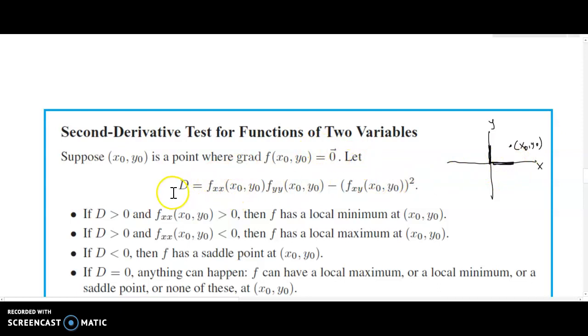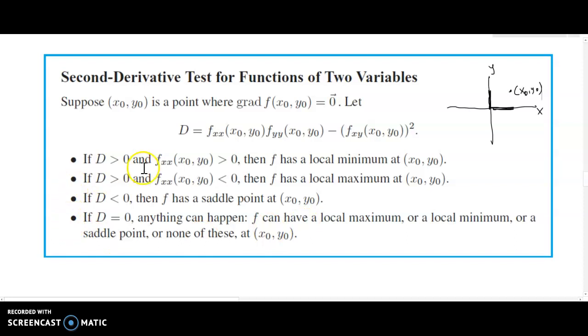So define this thing called capital D is equal to the second derivative with respect to x evaluated at x naught, y naught, that critical point, times the second derivative with respect to y evaluated at that point, minus the mixed partial at that point squared. Now the reason this is squared is because fxy and fyx are equal by our previous lesson. So really you can think of this as fxy times fyx, but since they're both the same, you don't have to use both functions.